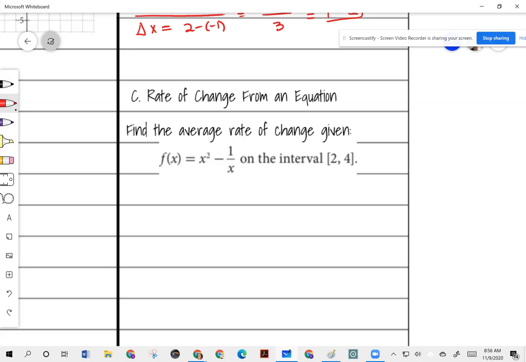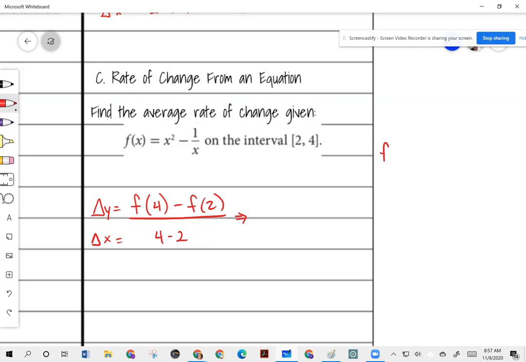Okay, so with that being in mind, what we're going to have to do is calculate the y values over that equation. So remember that delta y is going to be the change in y. So we would have to find the change in y by plugging in the 4 and then subtracting the quantity when we plug in 2 all over delta x, which is going to be 4 minus 2. So let's go ahead and evaluate the function. When I plug in 4, let me go off to the side and do this. F of 4 is going to be 4 squared minus 1 over 4.